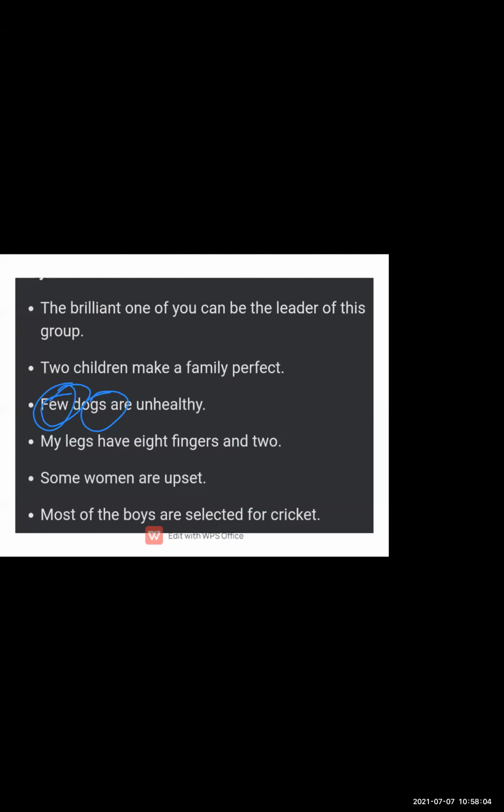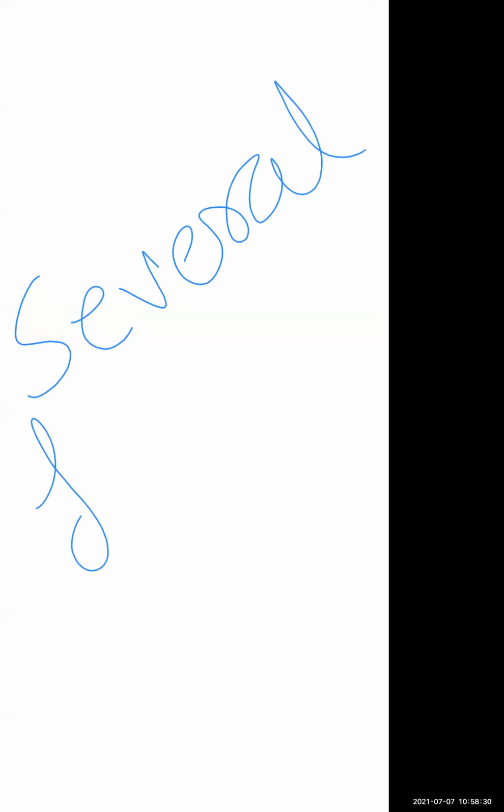So there are many such words that you will find similar, like several, few. Wait a minute, let me share a whiteboard. So many things you will get. For example, several, few, some.